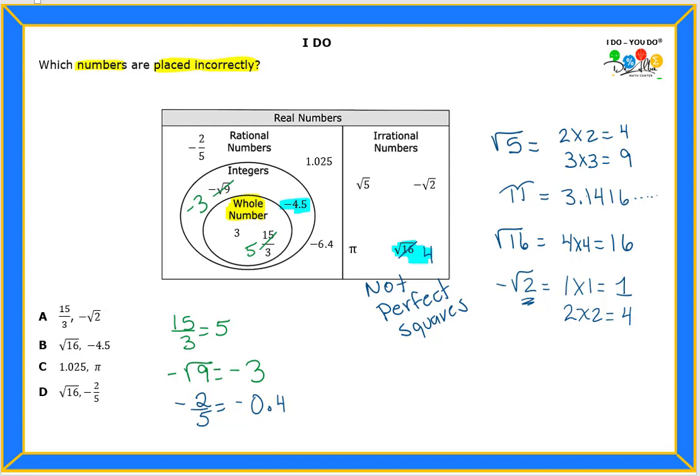So I got two answers from it. Let's see if we can find them. I need to find negative 4.5, which is right here, and I need to find the square root of 16, which is right there. So my answer should be letter B. Those are the two numbers that were in the wrong place, right?